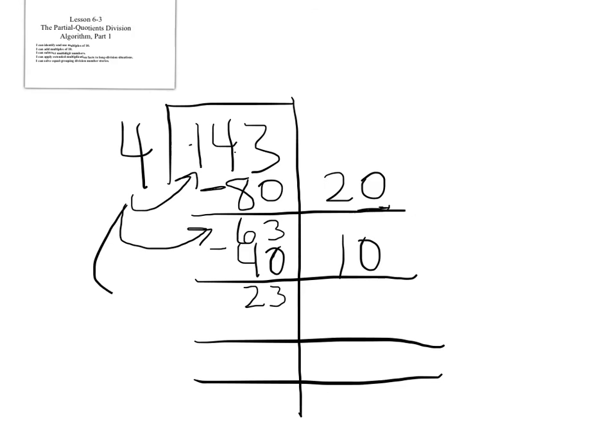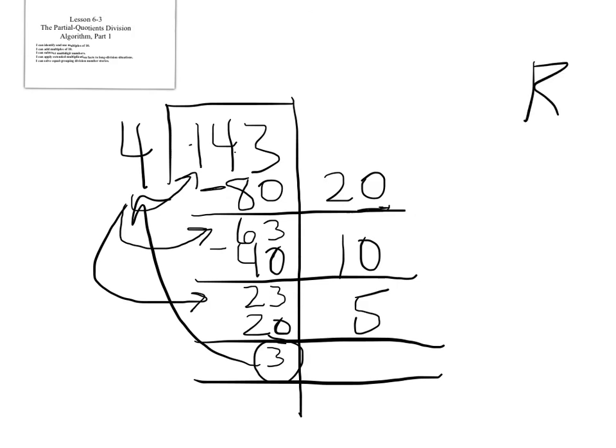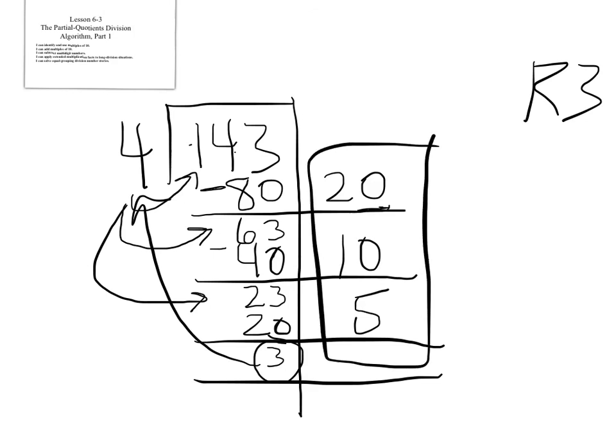So how many times can 4 go into 23? Well, I know 4 can go into 20 5 times. And when you subtract it, you're left over with 3. And now this number is smaller than my divisor, so now it is done, and it is a remainder. So I have a remainder of 3. And I add all my partial quotients that I got by breaking it down little by little, and it gives me 20 plus 10 is 30 plus 5 is 35.